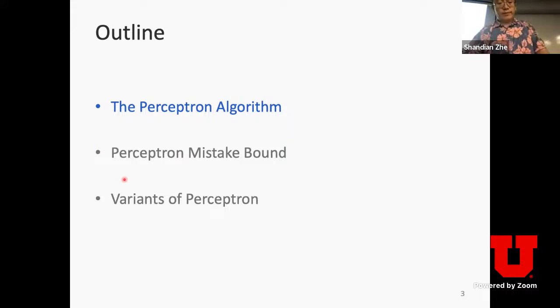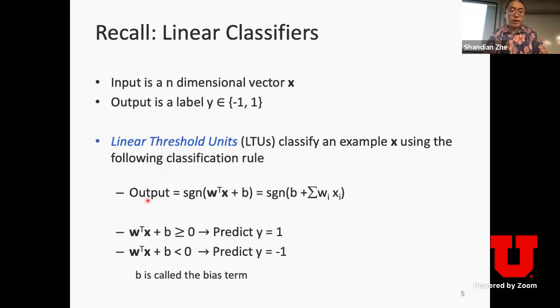However, this simple algorithm has some elegant theoretical properties, which we call the perceptron mistake bound. And later, we'll talk about the practical variants of perceptron. How do you make a modification of perceptron to make it more practically useful? So first, the perceptron algorithm.